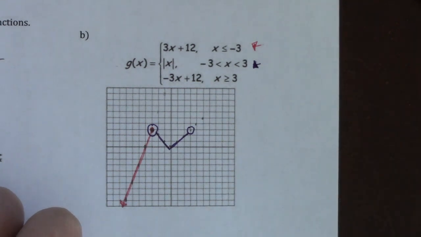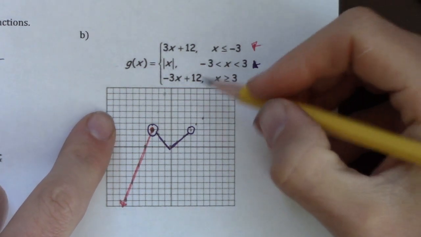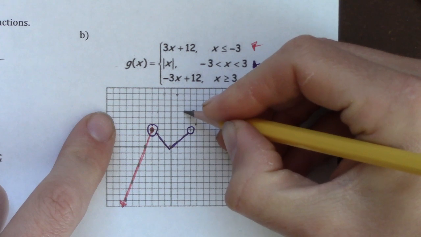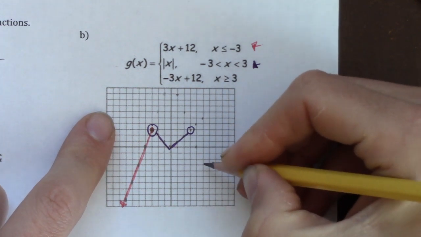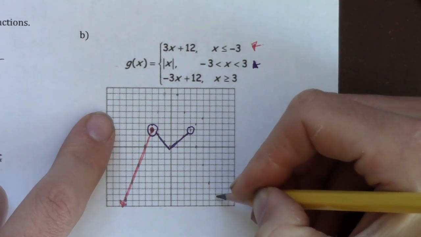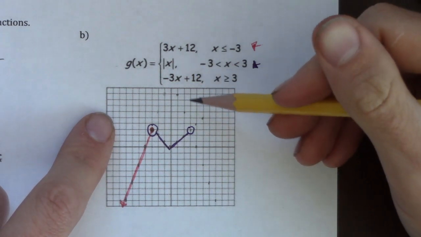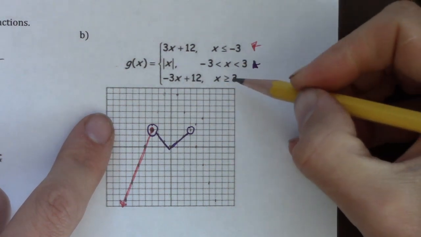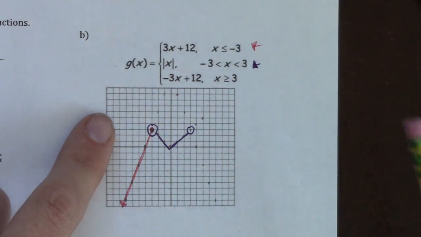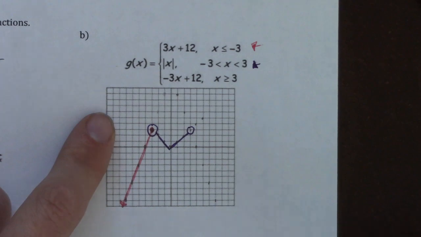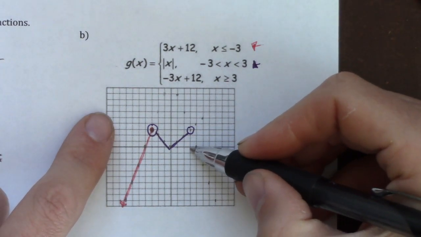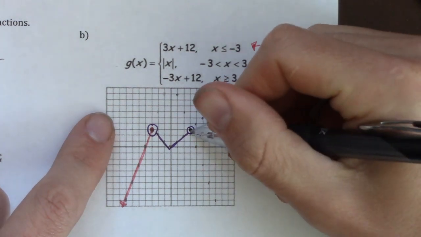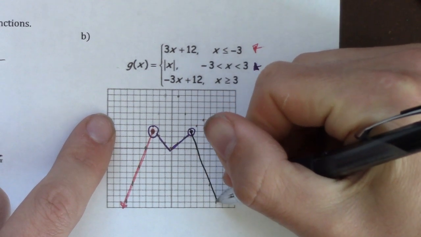Finally, I jump to the last part, which says -3x plus 12. So I'm going to start at 12, I'm going to go down 3 each time. Okay, so you can see that string of dots right there. I know it's kind of faint, but that is my line, -3x plus 12. But now I'm only interested in the ones that are x bigger than or equal to 3. So when I go to 3, 1, 2, 3, I go up to my dot. Bar underneath means equal to, it gets a closed dot. I want the values that are bigger than 3.